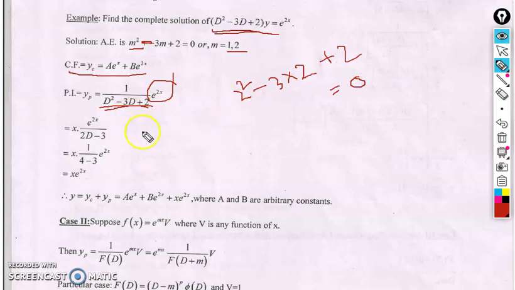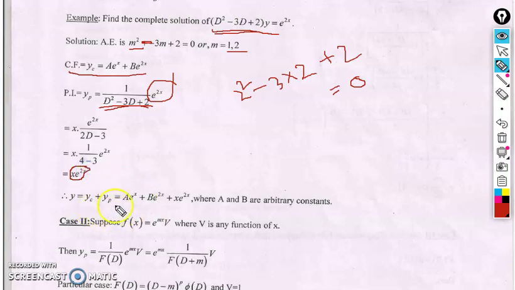Since this becomes 0, you cannot replace D by 2. For that reason, we use the norm: x comes out from the operator, and we differentiate f(D) with respect to D, that is f'(D). When you differentiate D square minus 3D plus 2 with respect to D, D square becomes 2D and minus 3D becomes only minus 3. If we replace D by 2, it becomes 4 minus 3, and this one is your particular integral.